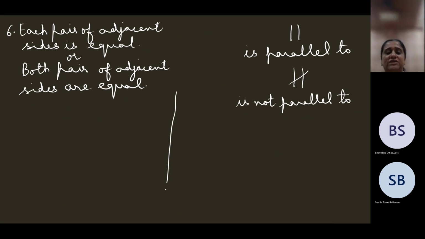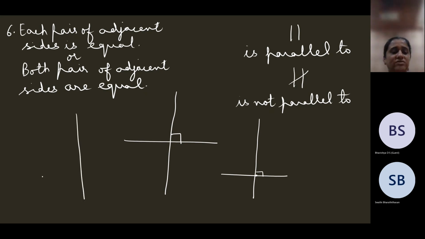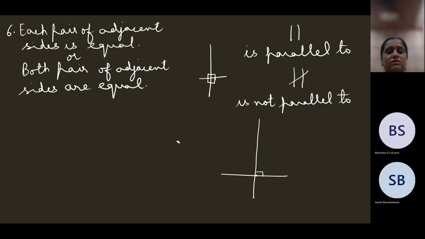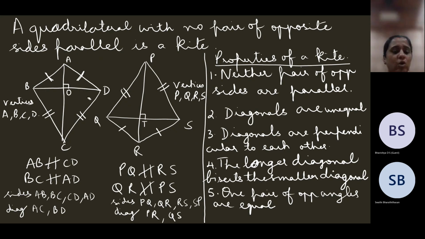See, this is the diagonal AC. This is the diagonal BD. They meet at right angles. They are perpendicular to each other. This is one diagonal, this is the other diagonal. They meet here at right angles. If this is 90, this also will be 90. This is also 90, this is also 90. Diagonals are perpendicular to each other. So I have marked angle AOD as 90 degrees.